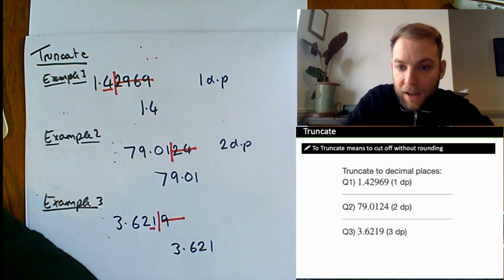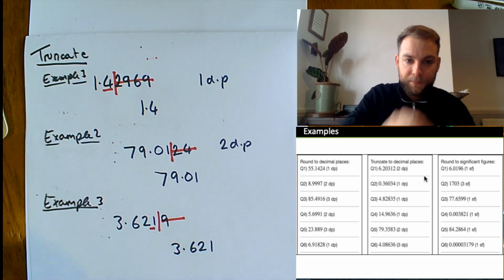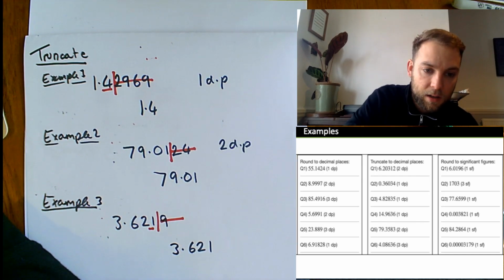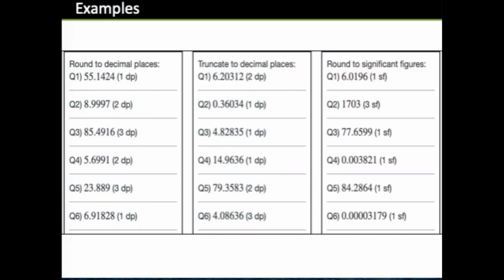So have a go at these questions here. Pop them up so you can see them. Have a go at those questions. So the first ones are just rounding to the decimal place. So looking at the number after the decimal point. The next one means truncate, so just chop off. And the last one is significant figures. So pause now, have a go at those, and I'm going to reveal the answers in 1 second.